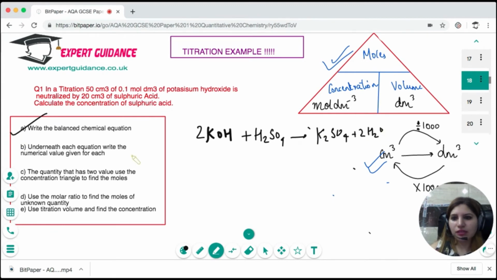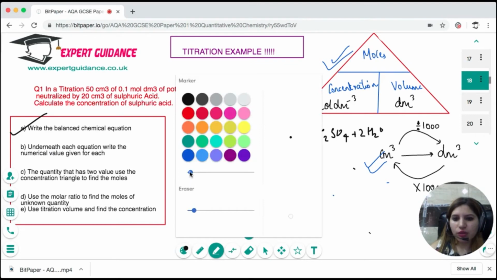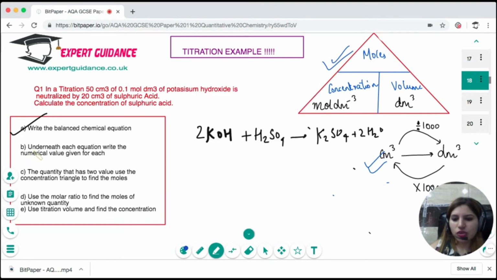Okay, so this is my first step. I have written the balanced chemical equation. Then underneath each, I'll write what values are given to me. So what is the value given to me? For KOH, my volume is 50 cm³, which is 50 divided by 1000 to convert it into dm³. So that is 0.05 dm³. And the concentration is 0.1 moles per dm³.